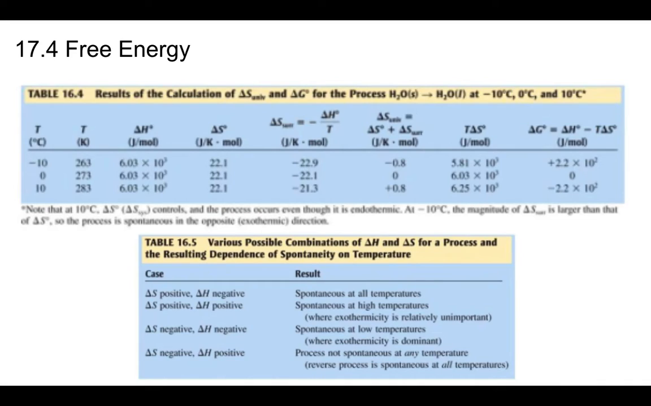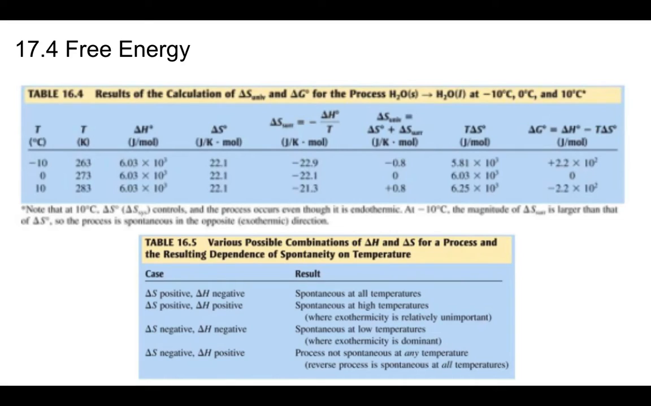However, if your delta S is positive, which is what we want, negative T delta S will give us a negative delta G. But if your delta H is positive, now the two are going to go to battle. The delta H is going to be positive, trying to make delta G positive, but the delta S is positive, trying to make delta G negative. And so it depends on which one wins. Well, at high temperatures, delta S wins.